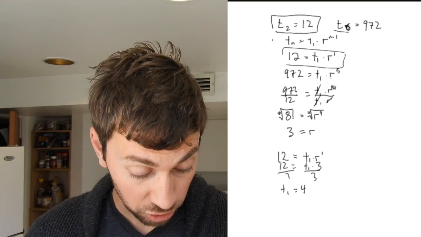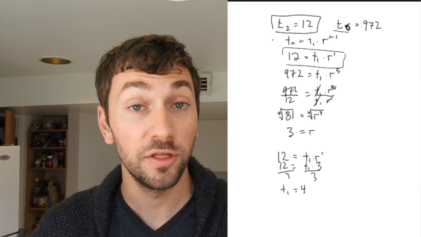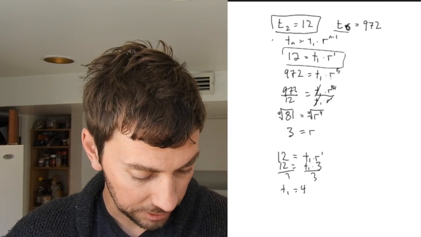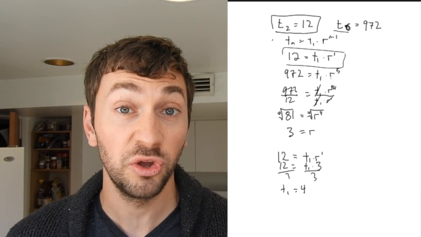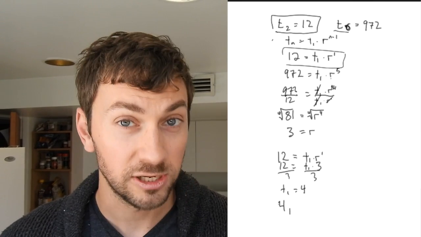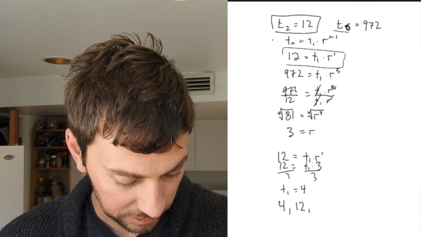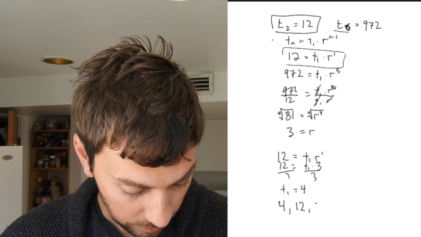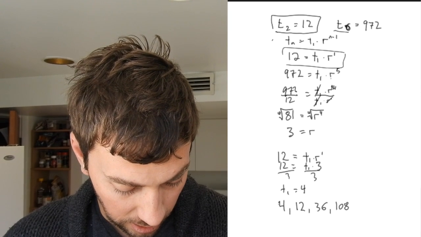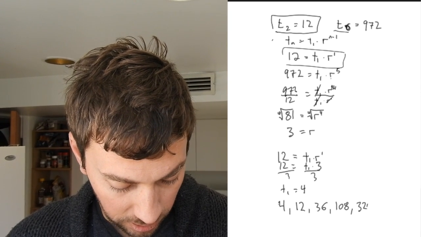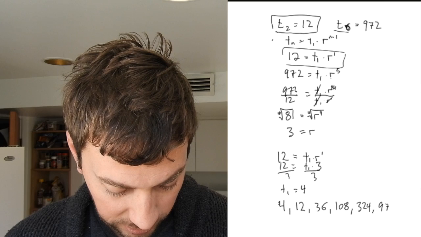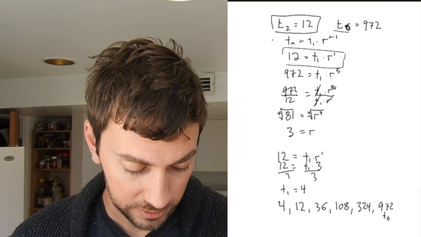So the first term is 4, and the timesing number is R, the ratio, that's what we call it, the ratio. I'll just draw this out to show you what the whole thing would look like if we did a few terms. So 4 is the first one, we times it by 3, so we get 12. That's the second term. Times it by 3, we get 36. Times that by 3, we get 108. Times that by 3, 324. Times that by 3, you will get 972. And that's T6, like we said.